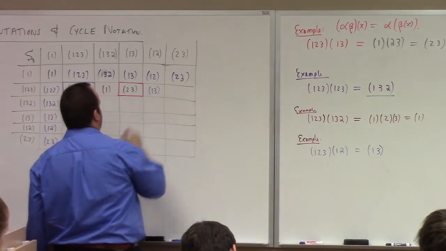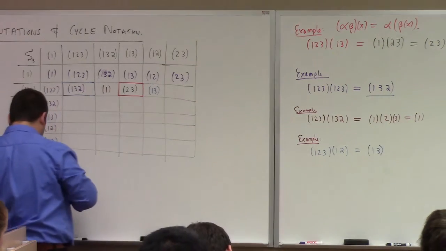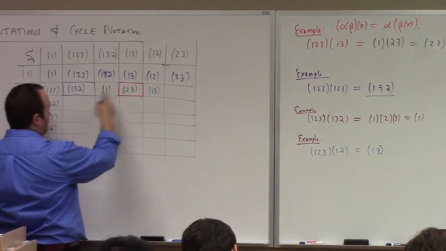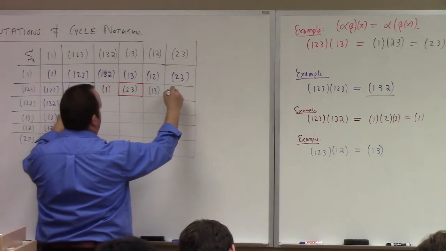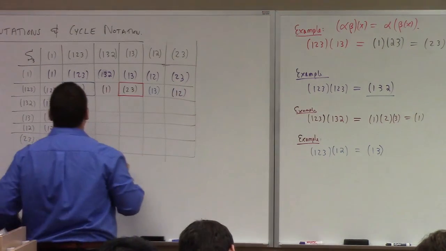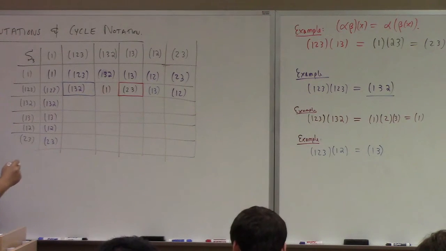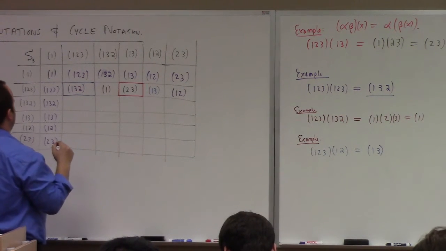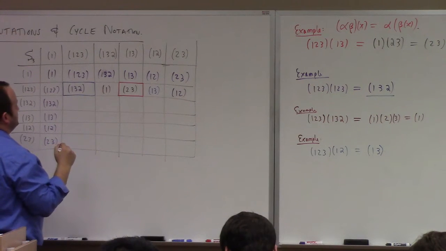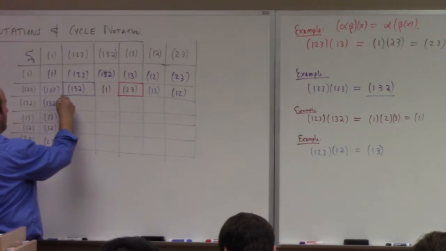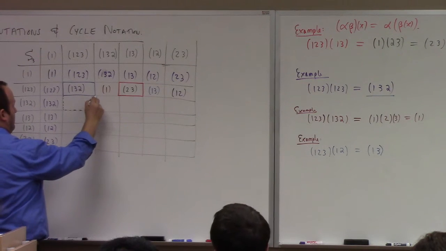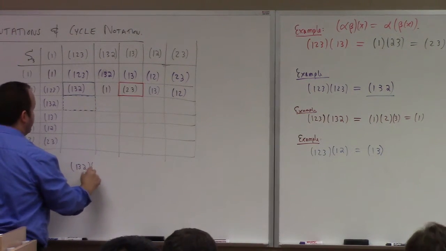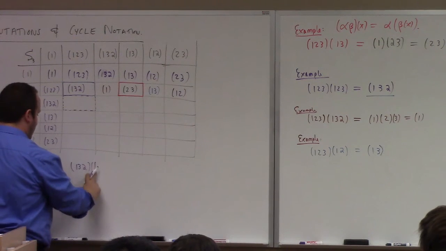Now, if we trust ourselves, we can already tell what goes here. I'm going to believe in ourselves. What goes there? (1 2). So we've calculated here. Let's calculate this one. What do we get if we calculate (1 3 2) times (1 2 3)? What's that give us?